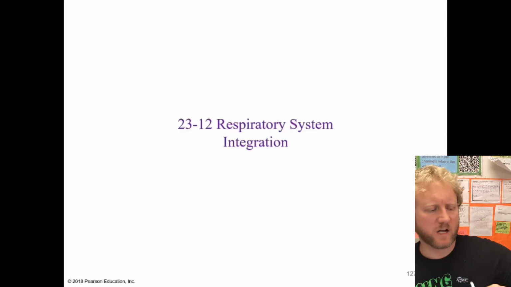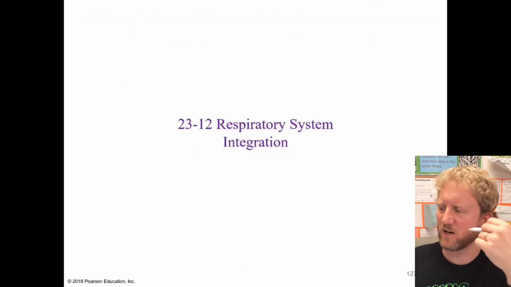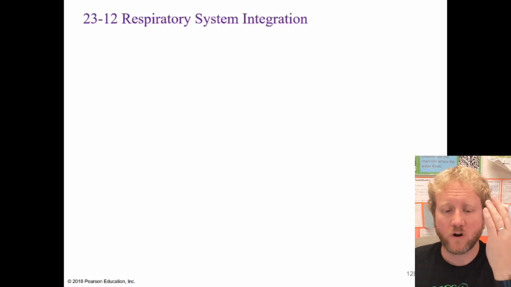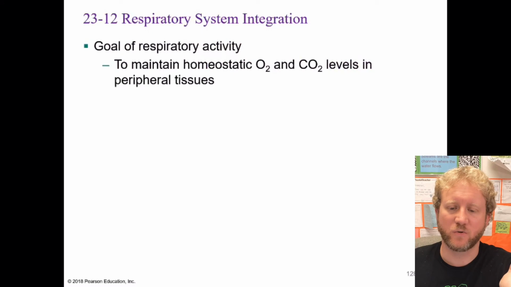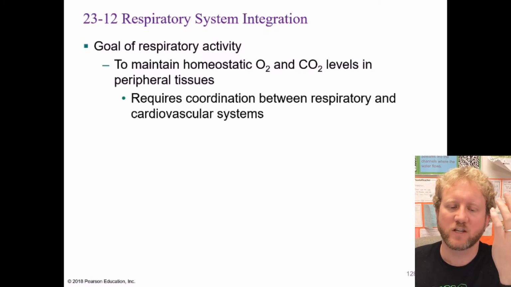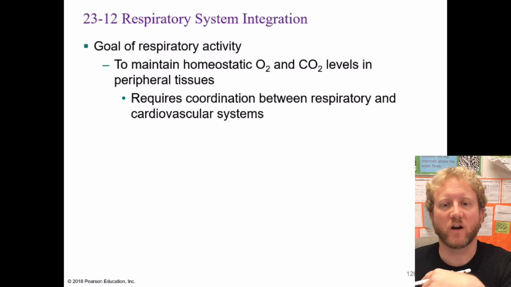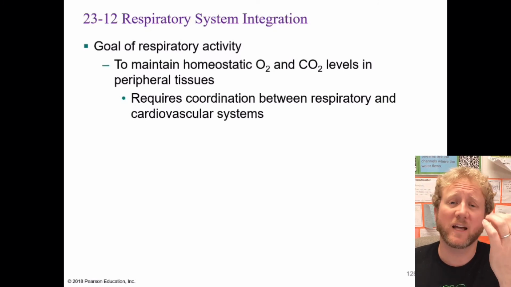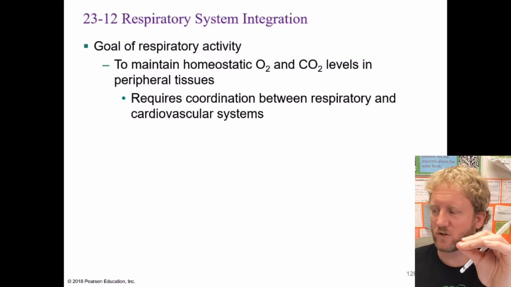Last couple of things we want to talk about is how the respiratory system is integrated with some of the other structures that we've been talking about. The overall goal of respiratory activity is to maintain O2 and CO2 levels in the peripheral tissues, so that neither gets too high or too low. This requires coordination between the respiratory and the cardiovascular system. That connection is pretty tight, which is why in this particular project we're putting these two systems together.